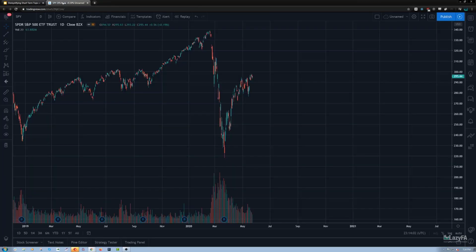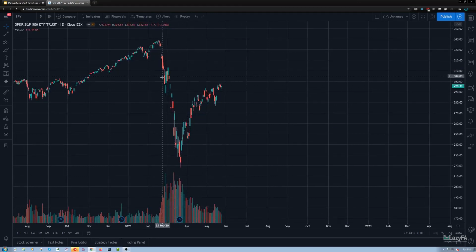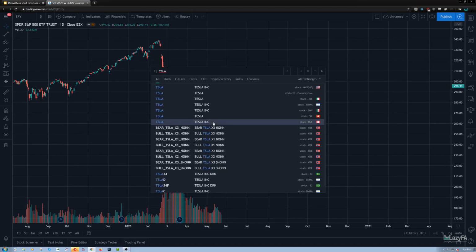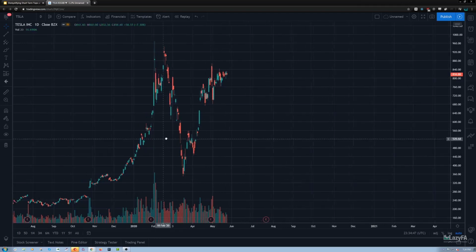All right, let's look at a couple of parabolic trades. So we looked at this one on SPY. This wasn't really the most perfect parabolic downside move because it was kind of choppy along the way. But probably the most obvious recent one was Tesla when it hit $1,000 a share.